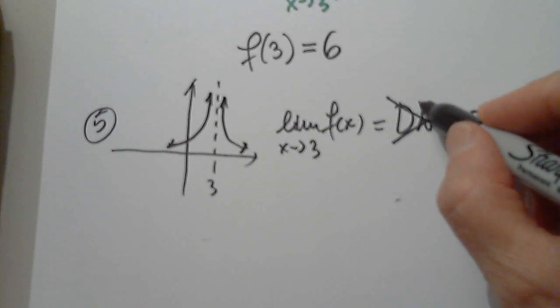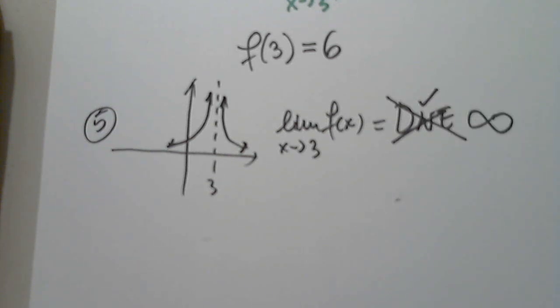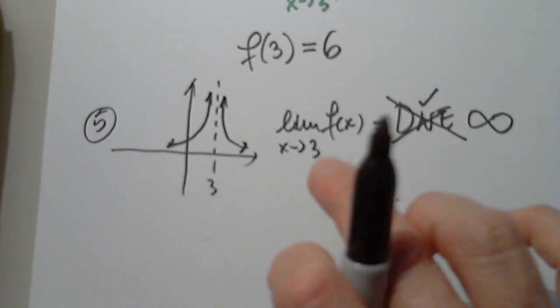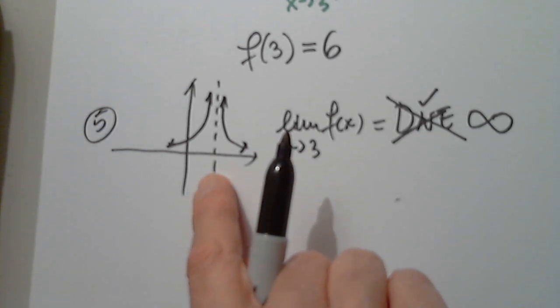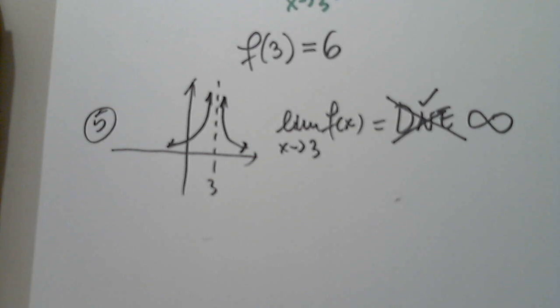But this is actually correct. If it's a symbol, the limit does not exist. But we cannot write DNE in this situation. We have to write infinity. Okay, perfect. Great job.